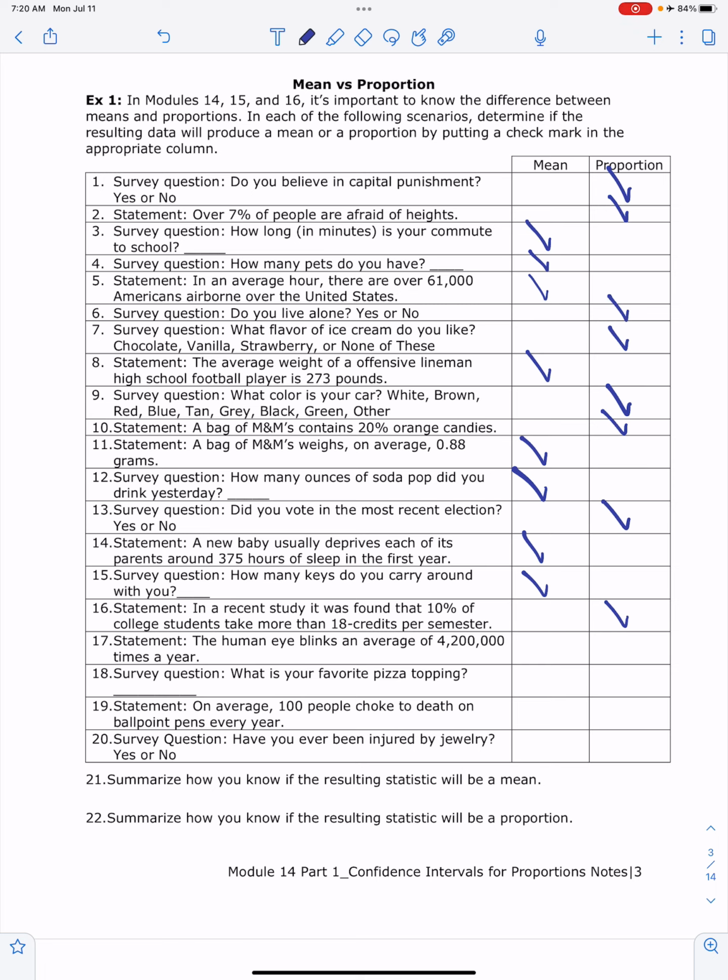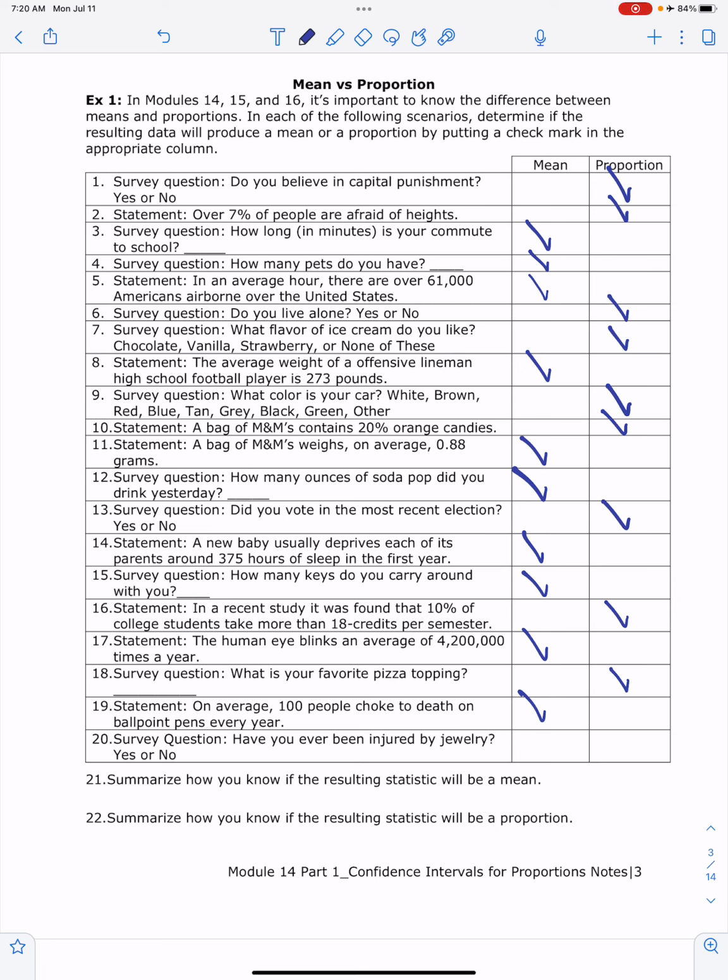17, human eye blinks an average of 4,200,000 times a year. Mean. 18, favorite pizza topping. That would be our proportion. No way I can average pepperoni and black olive and mushroom. 19, on average, 100 people choke to death on ballpoint pens each year. Morbid, but that's a mean.